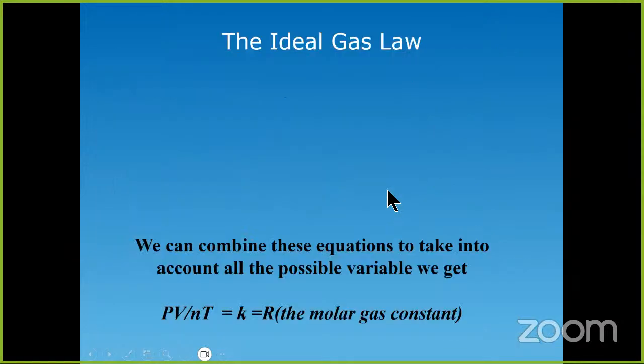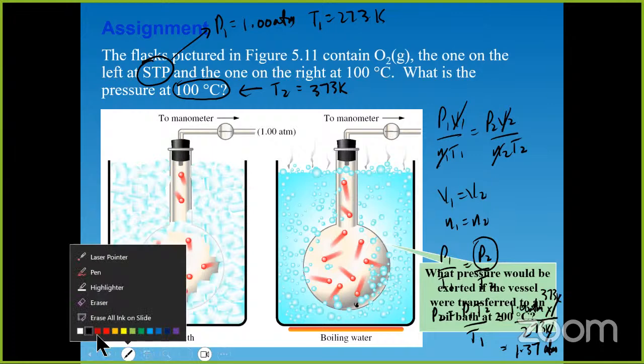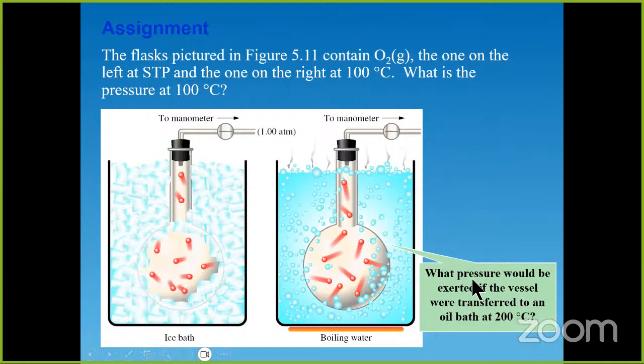Okay, moving along. Oh, there's a question being asked here. I just saw it popping up. What pressure would be exerted? Okay, so let me remove all these markings here. This question says, what pressure would be exerted if this vessel was transferred to an oil bath at 200 degrees Celsius? Well, that's easy because you just change the temperature, right?